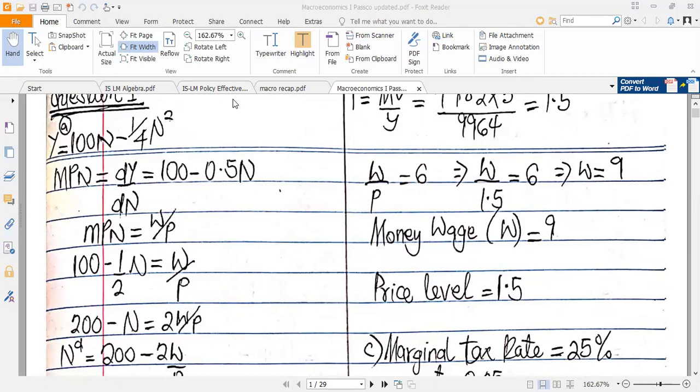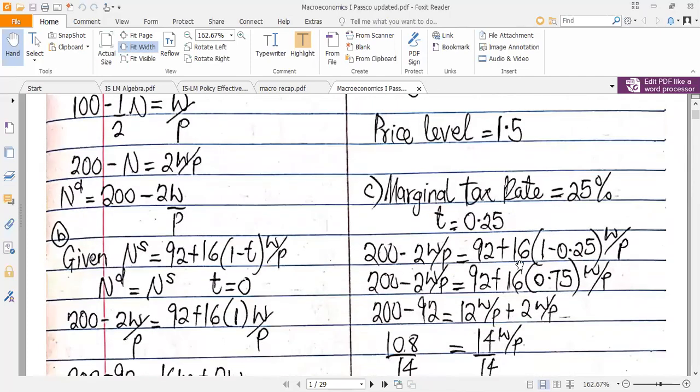Then the C part says that they've increased the marginal tax rate to 25%. So how would the answers in the B above change? And then does this policy have real effects? From theory, we know that among all the fiscal policies, it's only changes in the marginal tax rate that could cause real effect. So even before you start, you know that yes, it's supposed to cause real effect. Causing real effect means that there's supposed to be a change in your real wage, a change in N, a change in Y. So you bear that in mind.